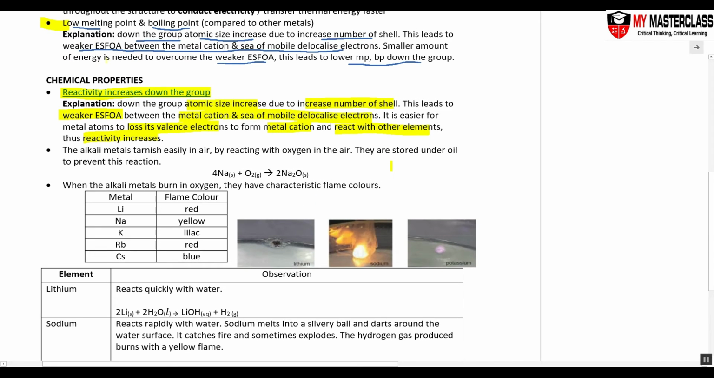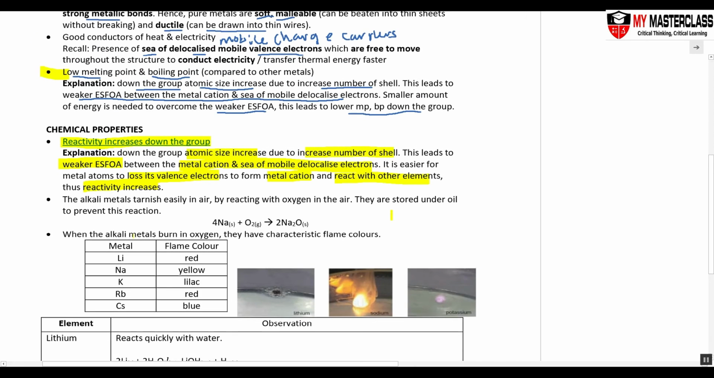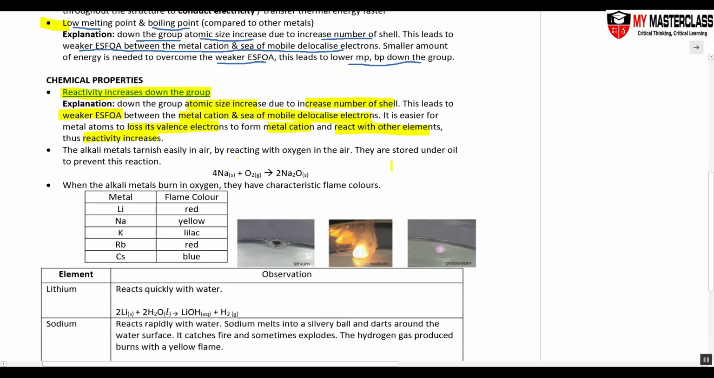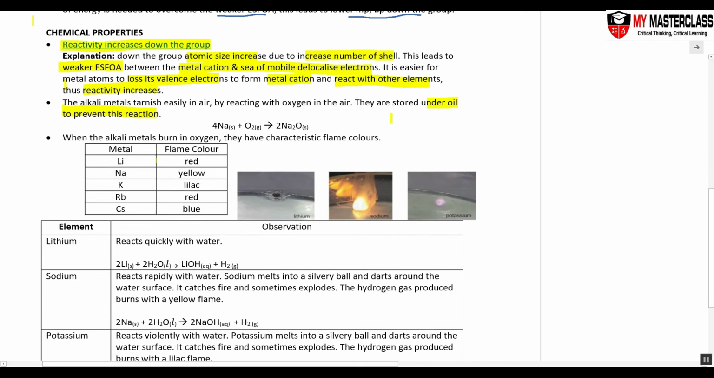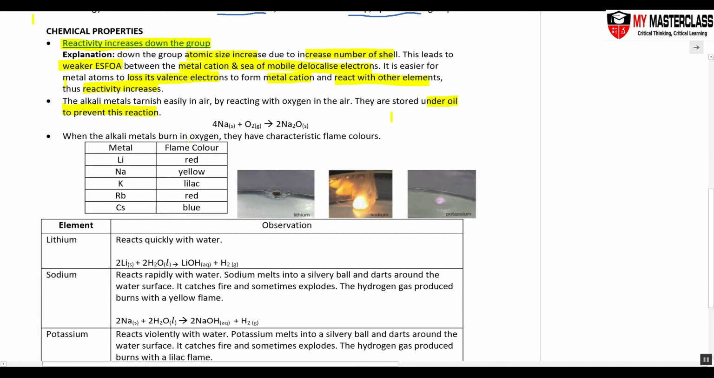Okay, the alkali metals tarnish easily by reacting with oxygen in the air, so they are stored under oil to prevent this reaction. And then when the alkali metals burn in oxygen, they have characteristic flame colors. So lithium is red, sodium is yellow, potassium is lilac. The first three colors, especially my sodium and potassium, we have to know.